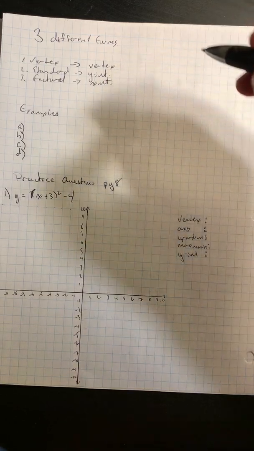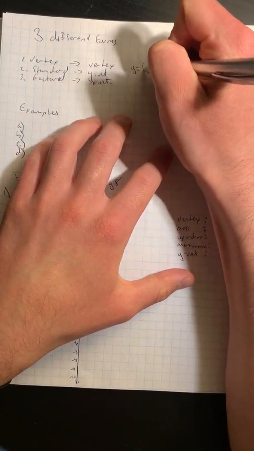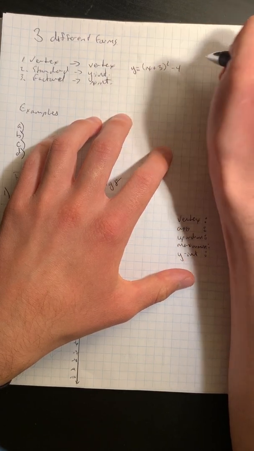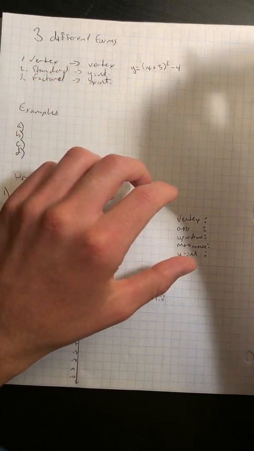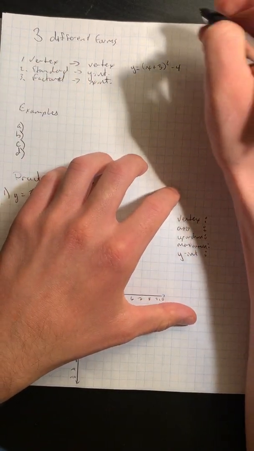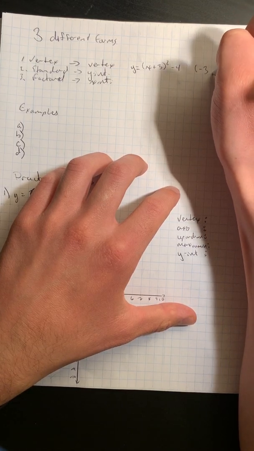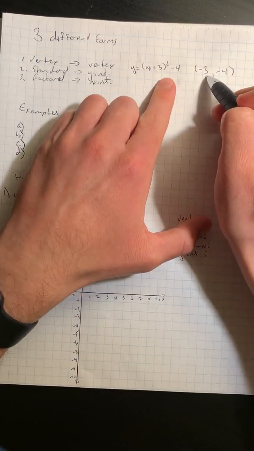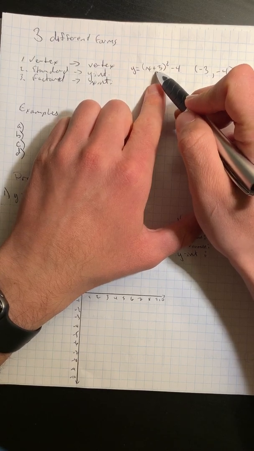So for example, they give us the equation here, y equals (x + 3)² − 4, okay? And the vertex is going to be (−3, −4). Now, where did I get that from? Well, the x value is the same as this value inside the brackets with the opposite sign.